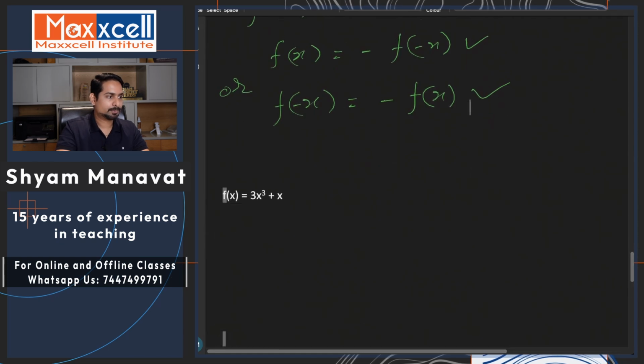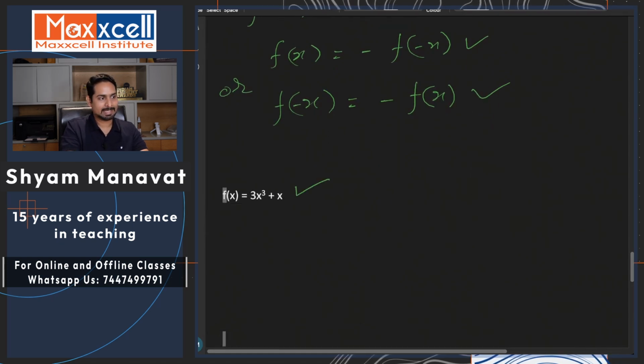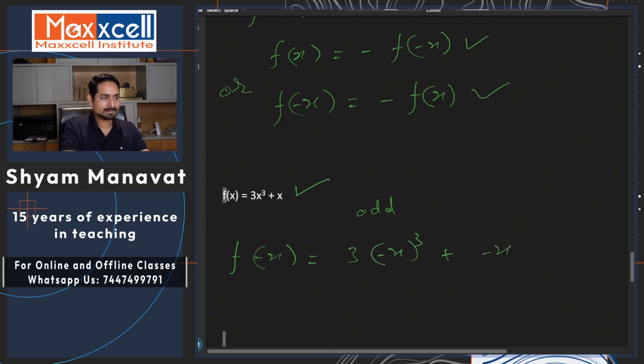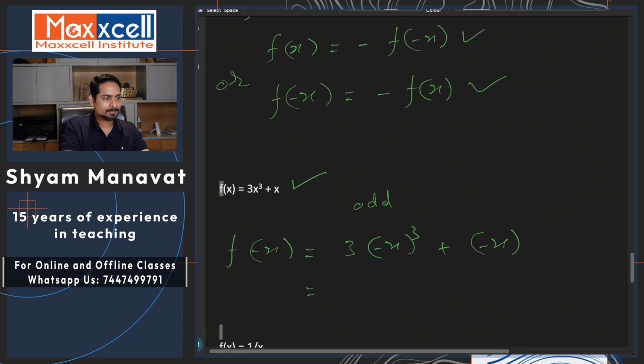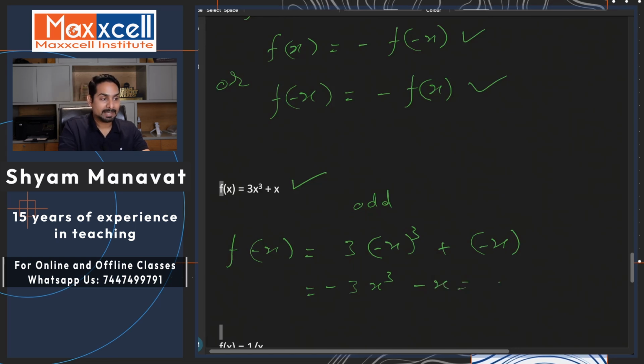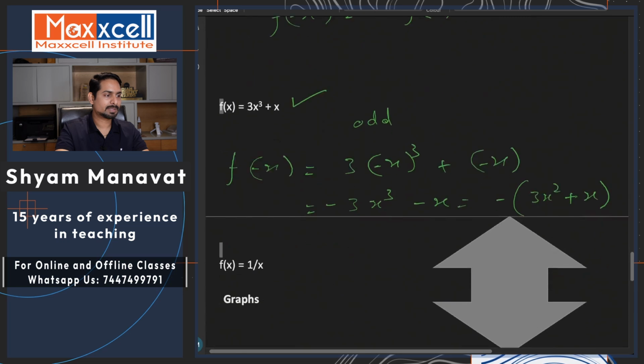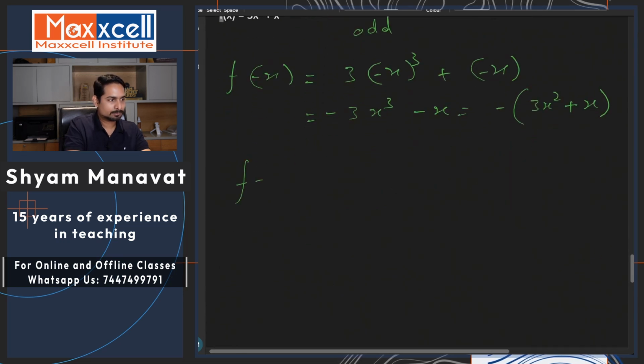Some more examples. If you try this function, that will also get you an odd function, isn't it? If you substitute f of minus x here, that will get you what? 3 times minus x cube plus minus x here. That will be minus 3x cube minus x. I can also say this is nothing but minus of 3x square plus x if I take the negative sign common. Now tell me one thing. Is this not f of x?